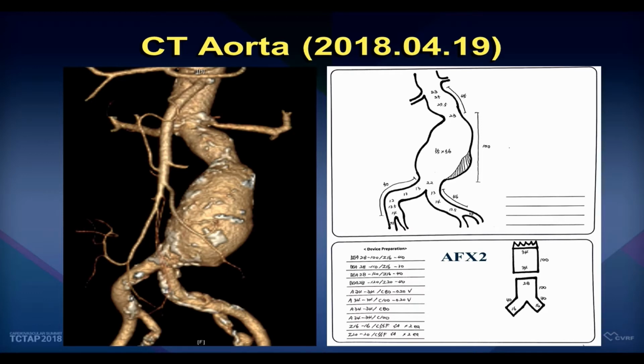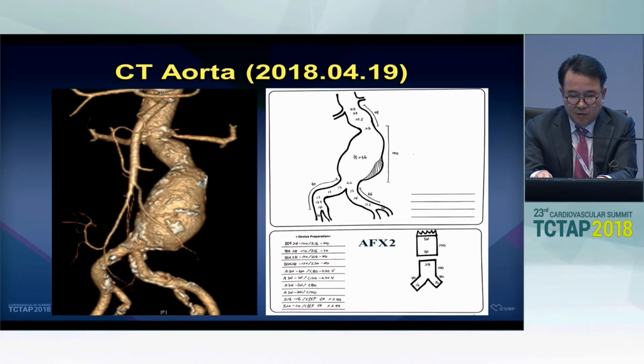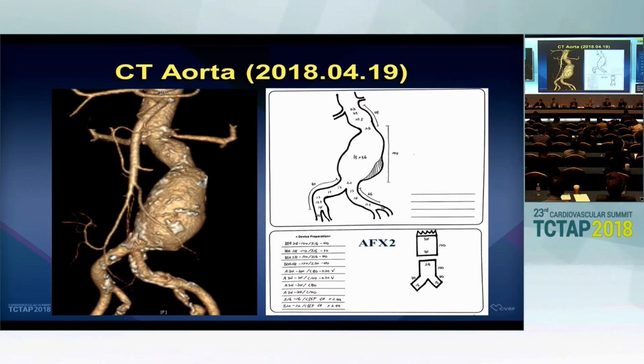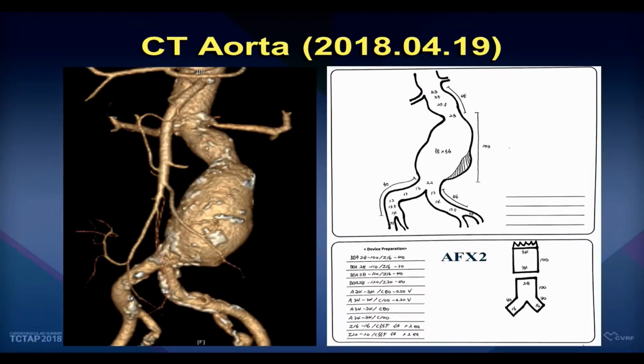Okay, Dr. Go. Any question about the case? This patient has more than 30 and 46 millimeters of common iliac artery length. So regarding use of AFX2, what is the minimum length of the common iliac artery landing zone? Yeah, usually the minimum length is 30 millimeter. But this patient has the longer common iliac artery.